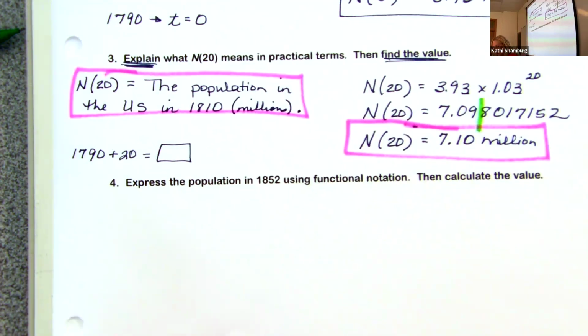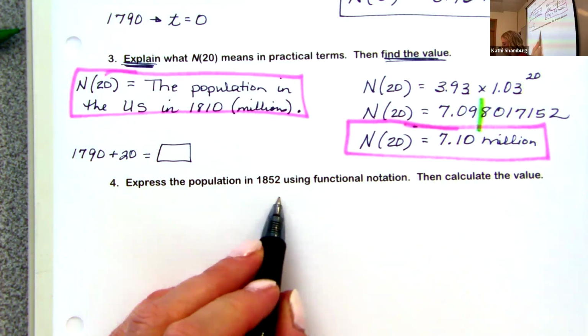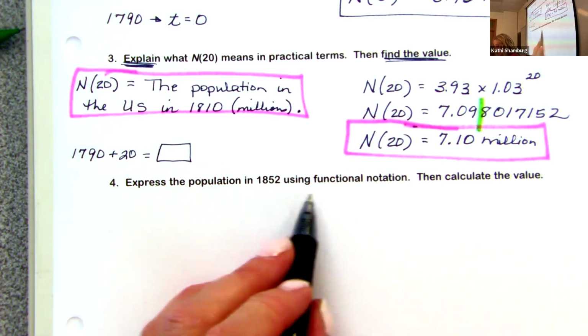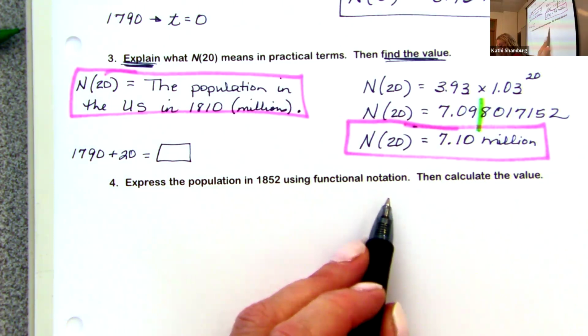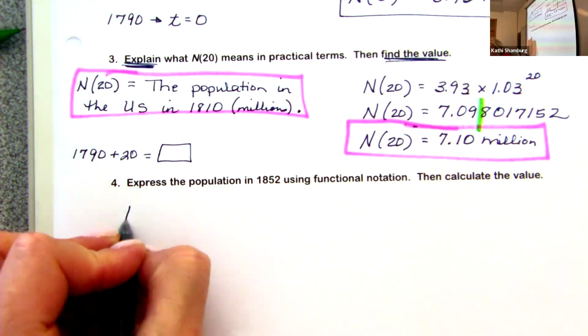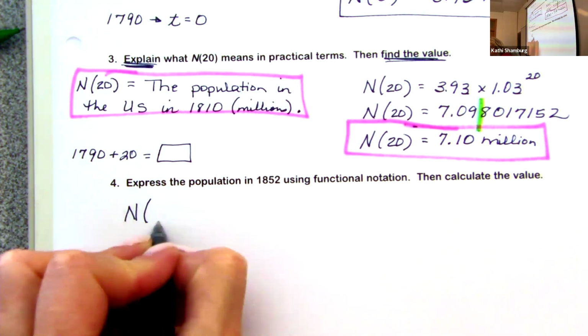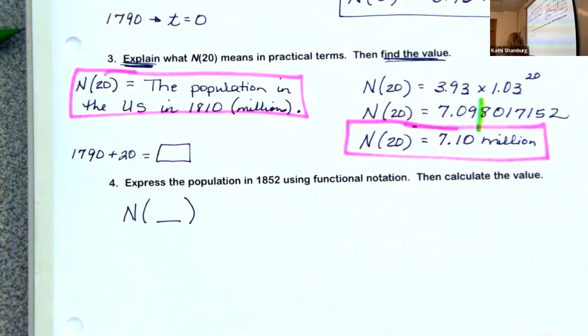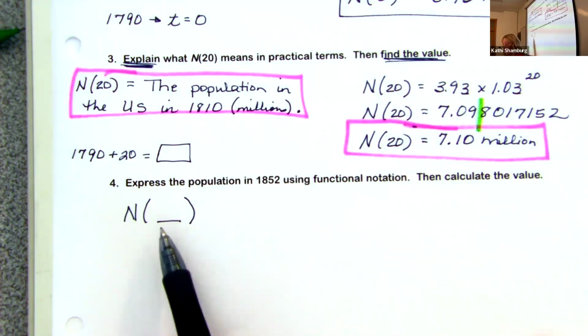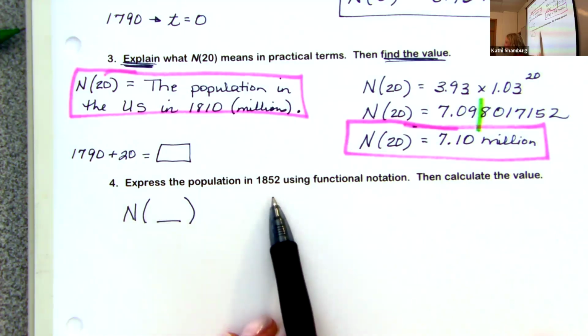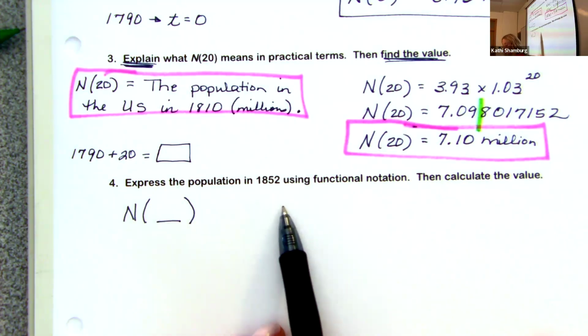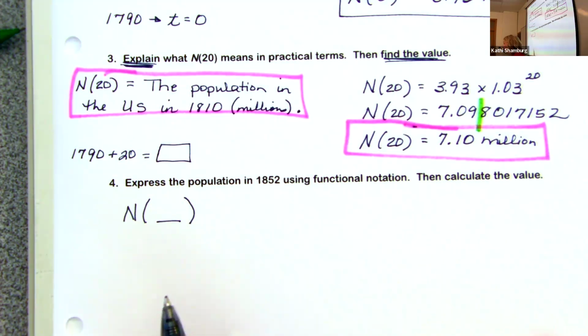This question says, express the population in 1852 using functional notation. All right, so functional notation would be in at some number, and once we know that number, that's functional notation. Am I going to put 1852 here? No, because again, 1852 is a year as opposed to representing 1,852 years since 1790.